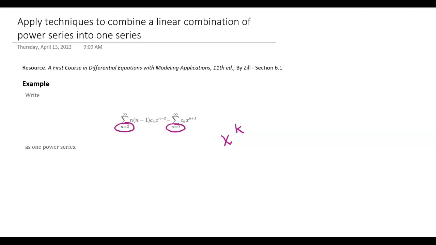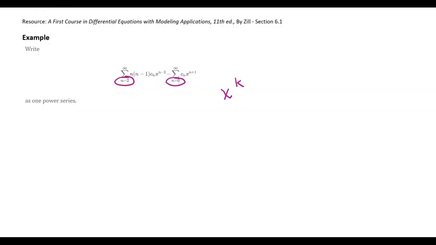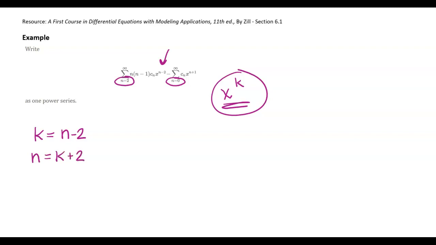So this is how I'm going to do this. You can kind of choose which way you want to start. I think it's personally easier to rewrite this in terms of your K, and we're going to use our power to do that because this is one of our two end goals. So in this first summation, I'm going to say if K is equal to n minus 2, then n must be equal to K plus 2.